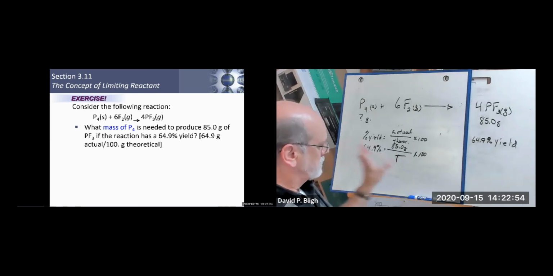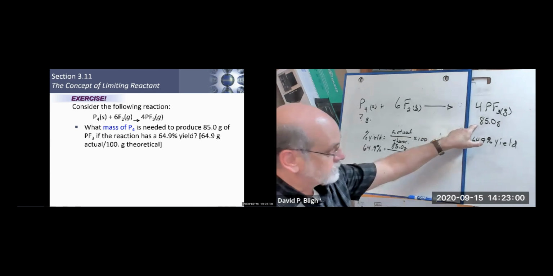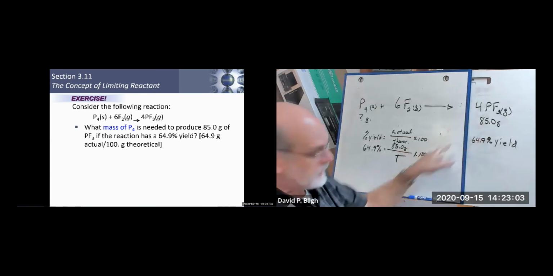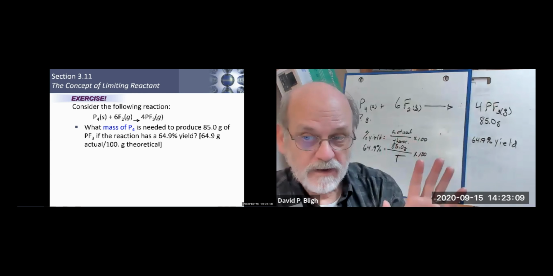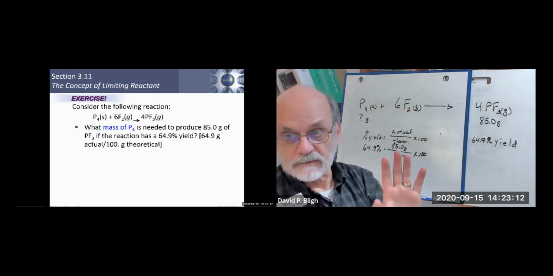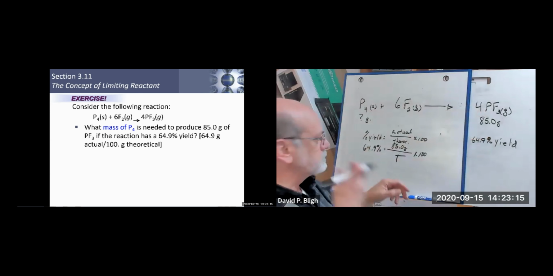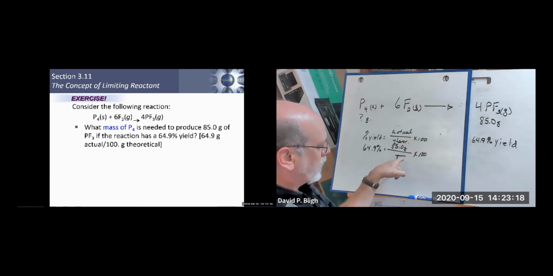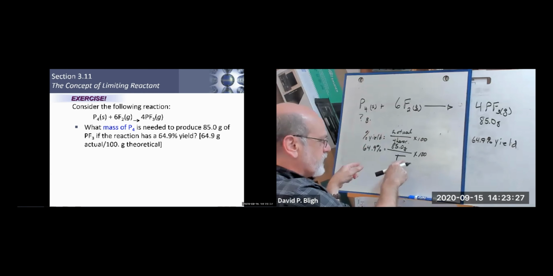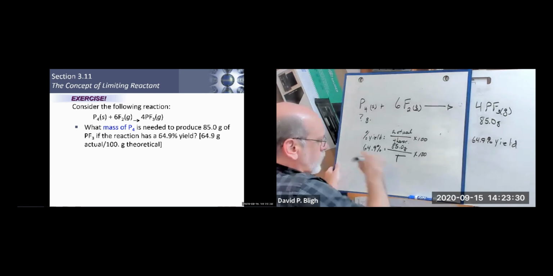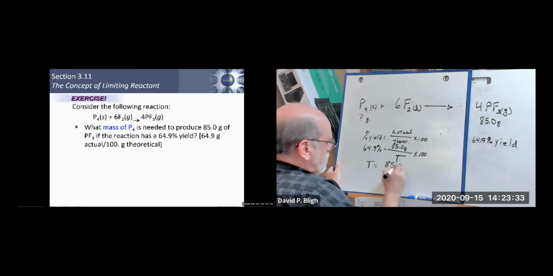So this calculation, we put in the right values here. This is actual. That's what we want to get, our actual amount. But we need to calculate theoretical because this equation stands by itself as theoretical only. Right? This is all stoichiometric. So we need to calculate what is the theoretical amount before we can go back to the P4 amount. So we solve for this one, and that means T equals 85 divided by 64.9 times 100.